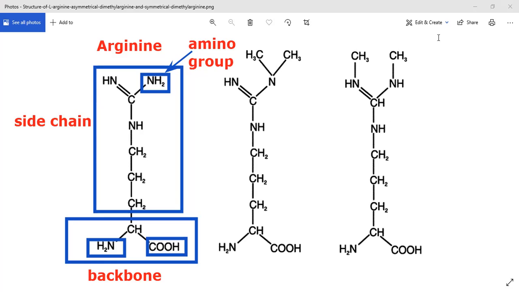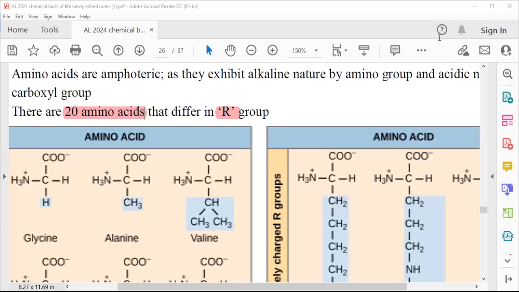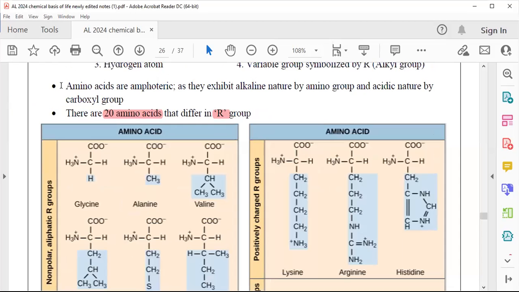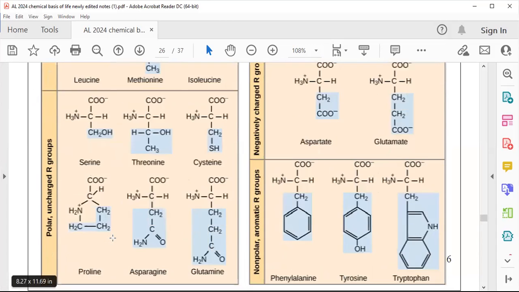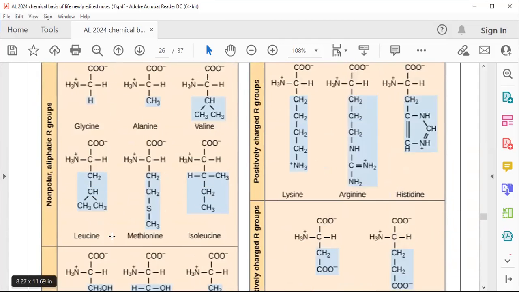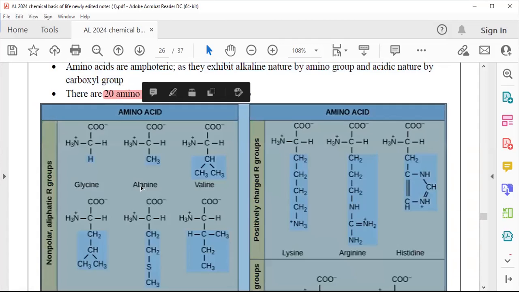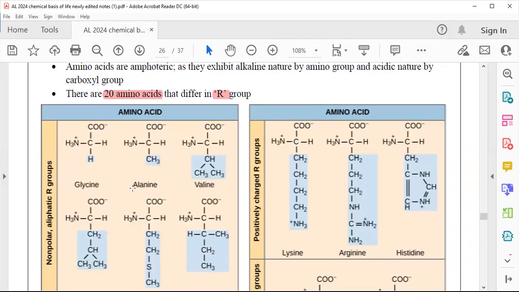So, with these ideas, if you go here, read this sentence. Amino acids are amphoteric as they exhibit alkaline nature by the amino group and acidic nature by the carboxyl group. Good. So here I have listed all the amino acids, but as I told you, you don't need to memorize them.